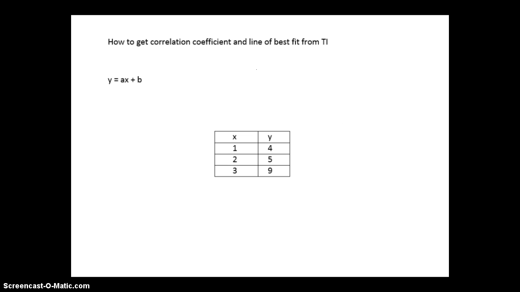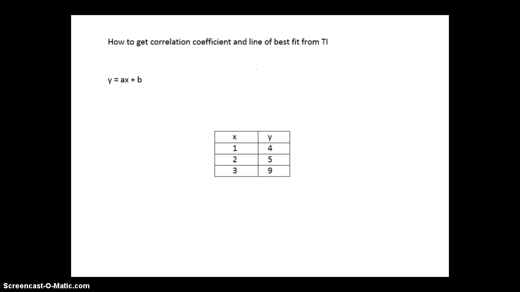Next, how do we use our TI to get not only the correlation coefficient, which will tell you how good of a linear fit it is, but also the line of best fit? So let's do this with some data points. X is 1, y is 4, x is 2, y is 5, x is 3, y is 9. We want to get the R value. We also want to get the line of best fit.